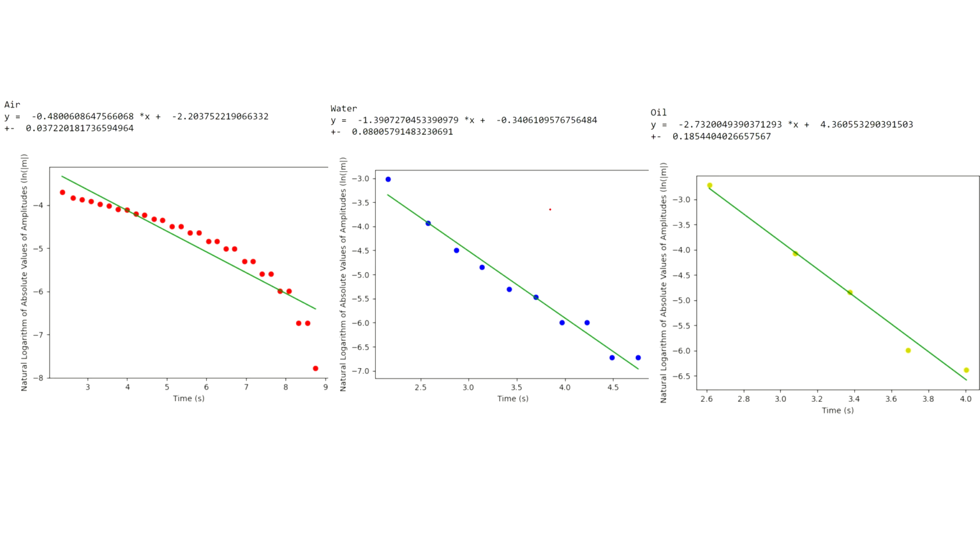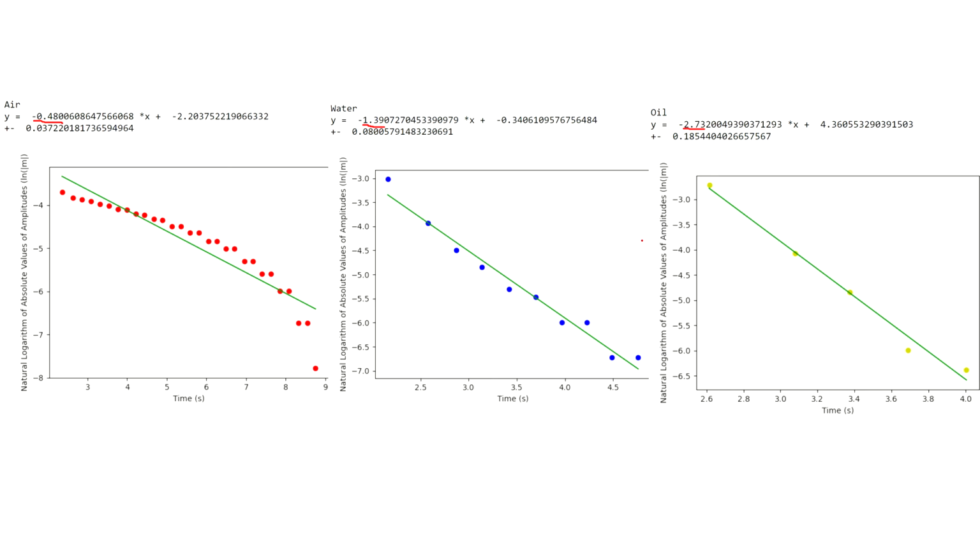Also, what you can see is that in air the value is minus 0.48, for water it is minus 1.3, and for oil it is minus 2.7. As you can see, it's getting lower and lower. The lower it gets, the faster it damps the oscillation of the object. And there are fewer data points exactly because of that, because there are fewer times we can actually see an oscillation. So from those values, we know that oil is better at damping this mass than water, and water is better than air.